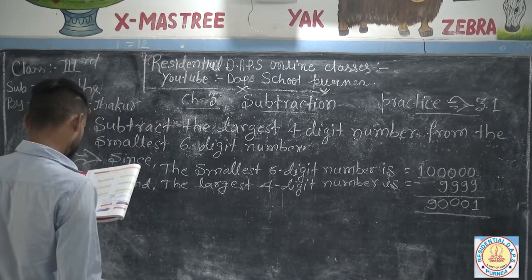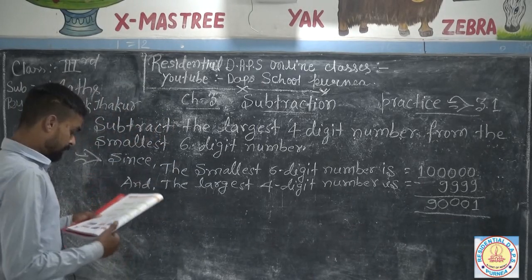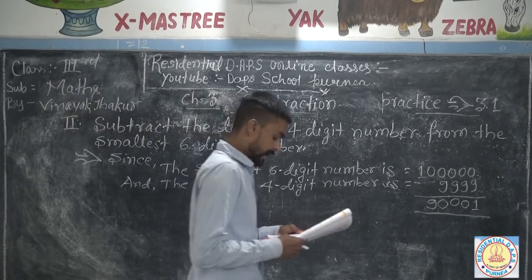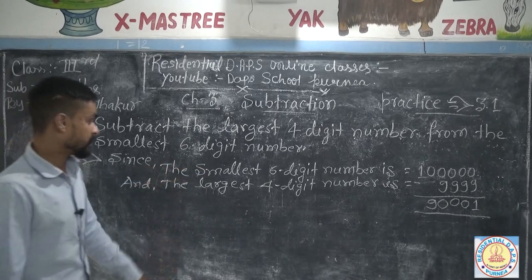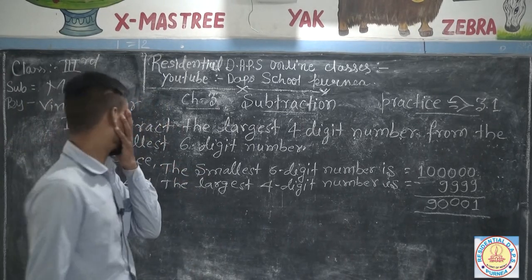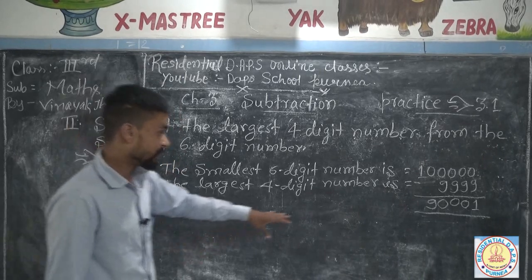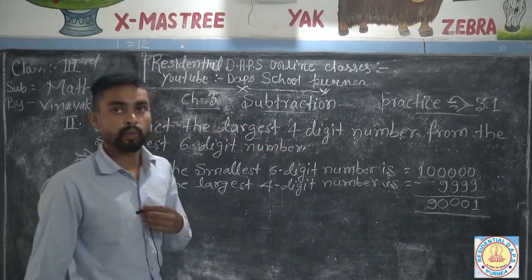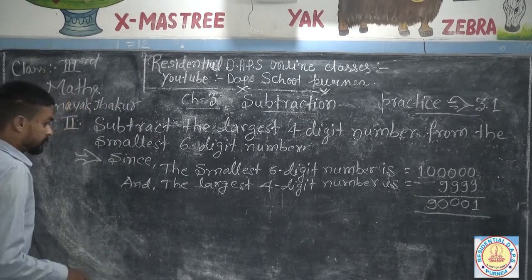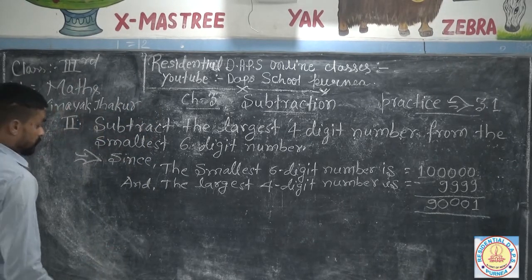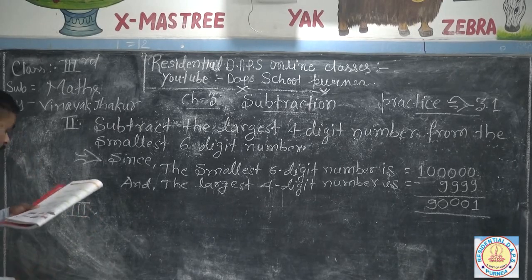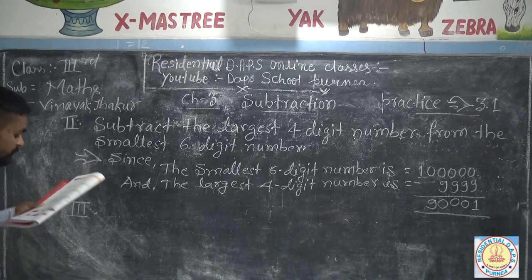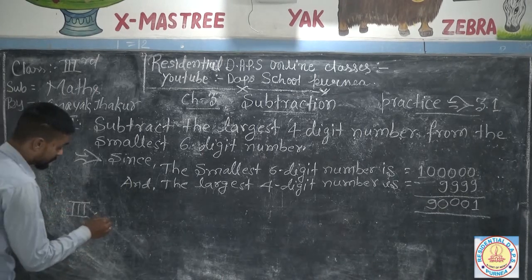So subtract the largest 4-digit number from the smallest 6-digit number. If we subtract the 4-digit number from the smallest 6-digit number, then we get 90,001. This is your answer. So I'm going for the next question, question number 3. Here it is: find the difference between the largest 5-digit number formed by the given digits.